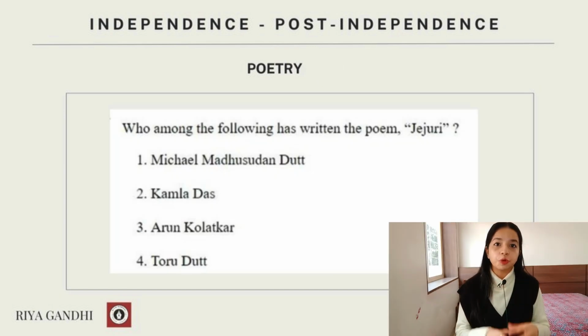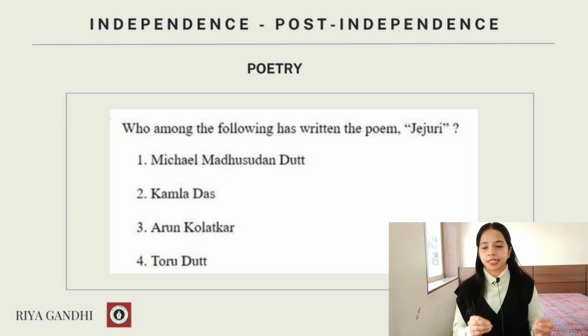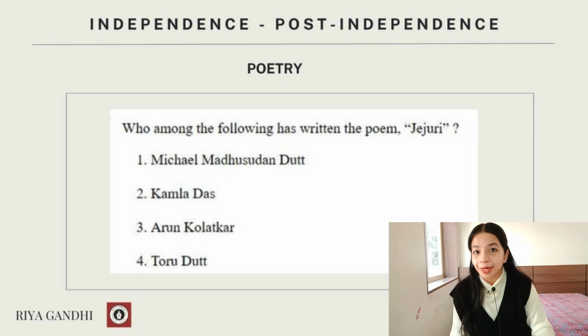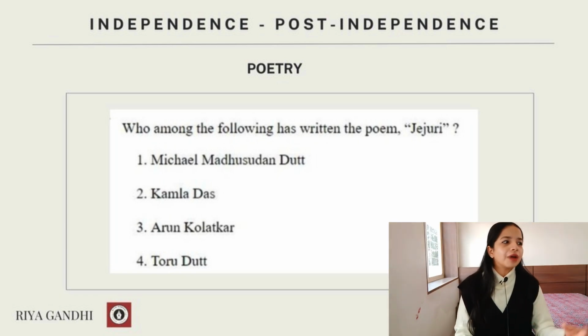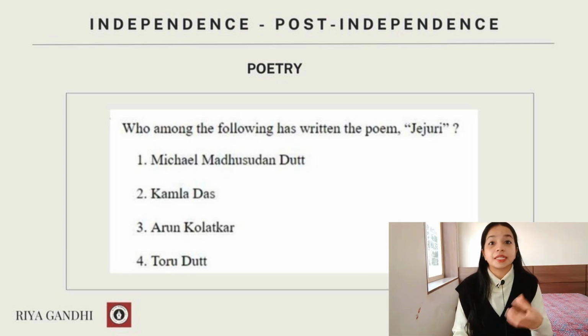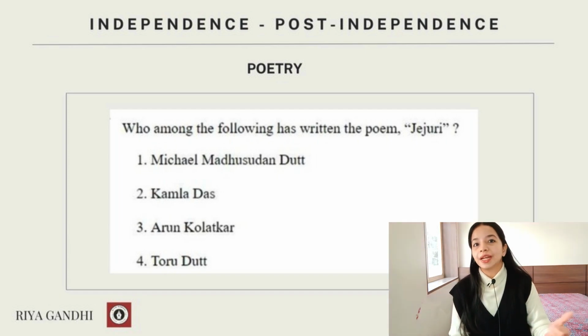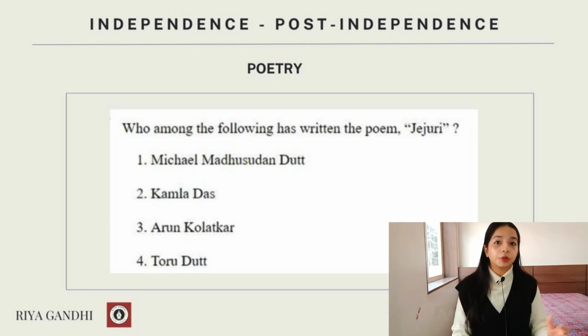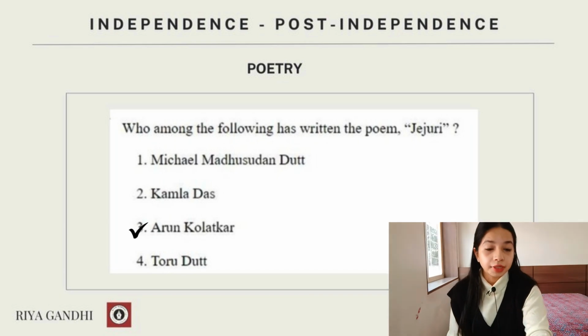So when it comes to poetry, you have to take into consideration the independence as well as the post-independence era, and especially within the post-independence era, you have to take into consideration poets like Nissim Ezekiel as well as poets like Arun Kolatkar. A question related to Arun Kolatkar was asked in this year's UGC NET English exam, which said: who among the following has written the poem Jejuri? The answer is quite simple, that is Arun Kolatkar.